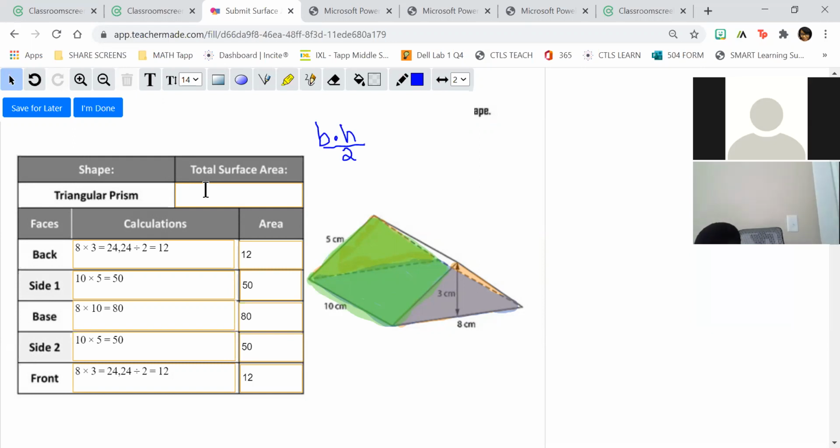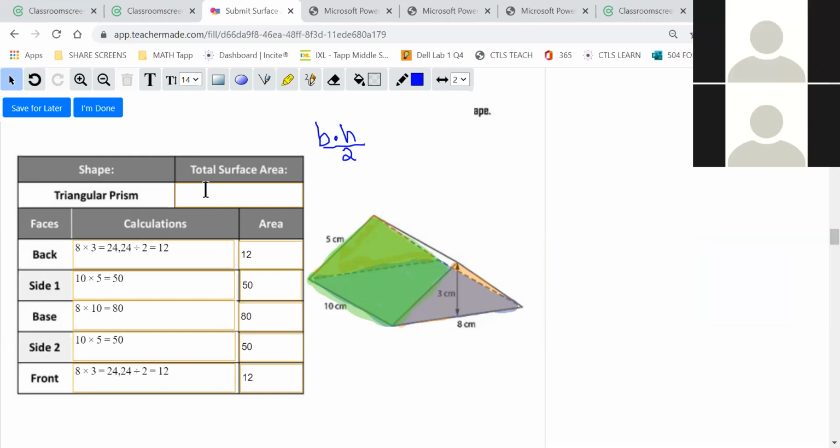204. I'm sorry, what did you say? 204. Very good, 204 is correct. So our total surface area is 204, but now it's time for me to write my units. I see that it's centimeters, so it's centimeters squared, or you can call it square centimeters. I'm going to give you just a moment to make sure that you have this down before I move on.